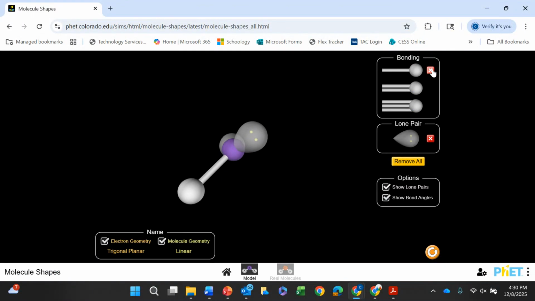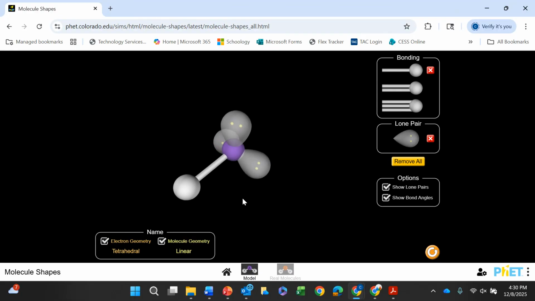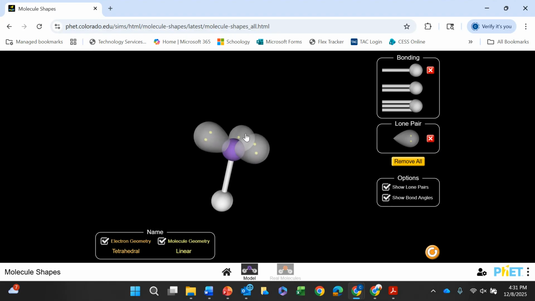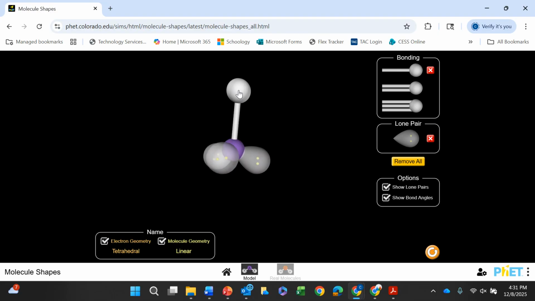So let's do it. We can do it with the simulation. Throw another one there. Look at that shape. Tetrahedral. Here's the top piece here. Tetrahedral shape. But get rid of those lone pairs. Don't show them. All you have is a linear molecule.